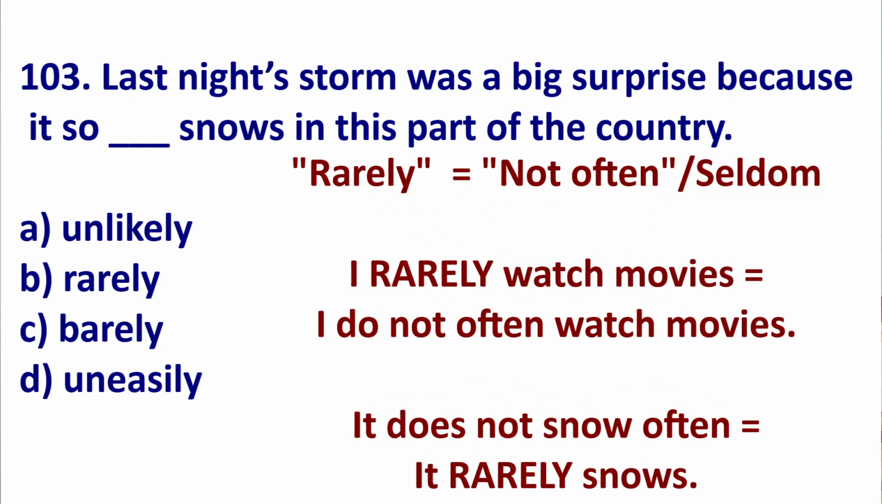For example, I rarely watch movies. I don't watch movies often. So here, it rarely snows. That's why the storm was a surprise. So the answer is B.